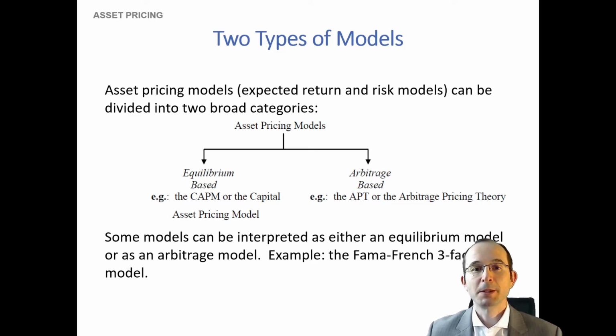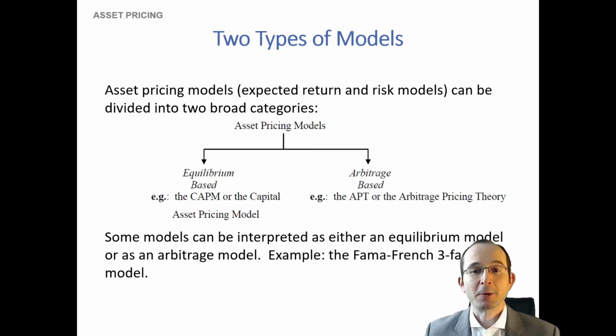Well, maybe the easiest way to draw a dichotomy is simply along the type of argument that's used to construct the model. The two big categories are equilibrium-based asset pricing models, in other words, ones that try to theoretically show what investors would hold in an equilibrium given certain preferences for risk and return.